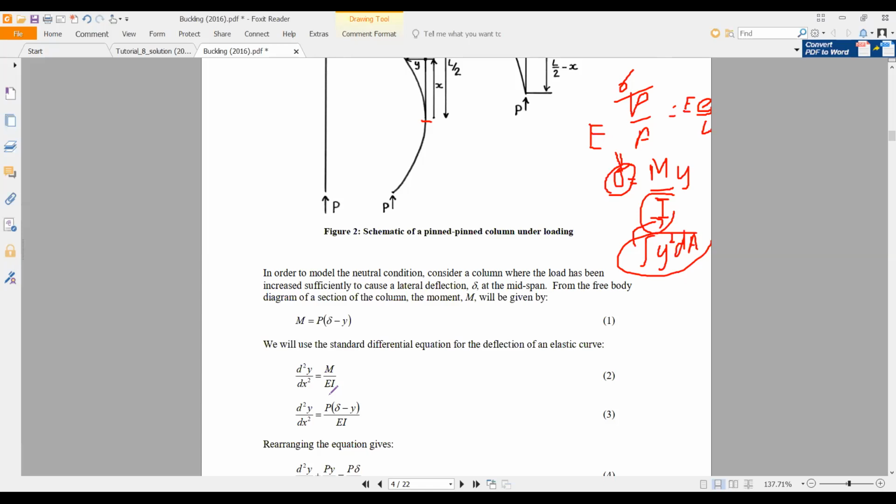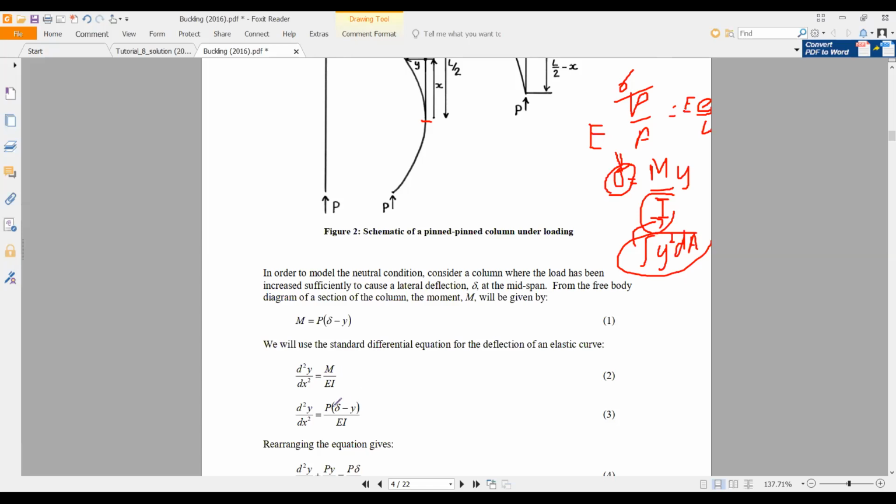Are we clear? Sometimes you will not believe it, but you can try it out at home. Yes, sir. Sometimes you can't believe this one, but this will happen. I just gave the clue: you have an integration here, so you can get an equation like this.